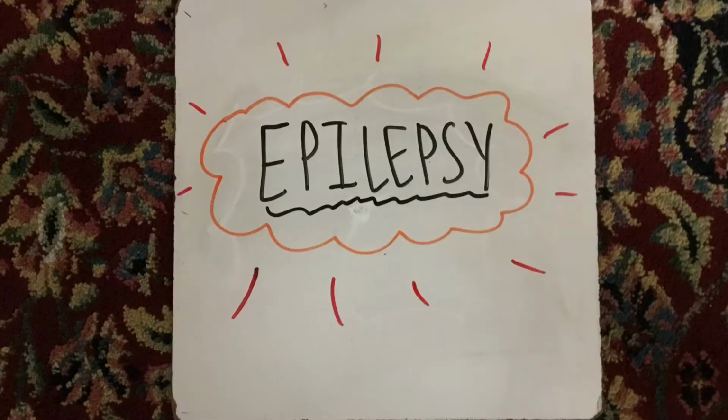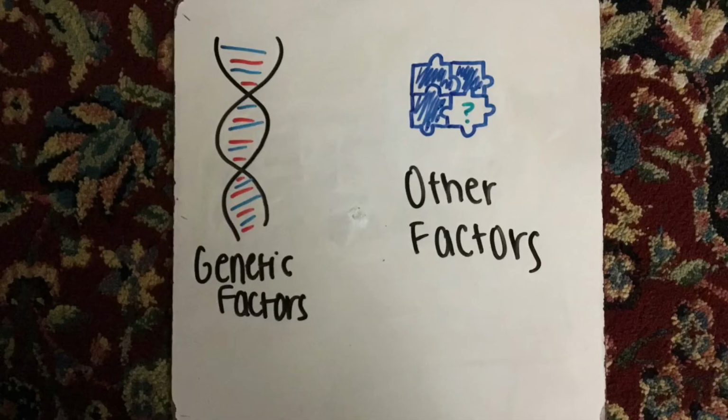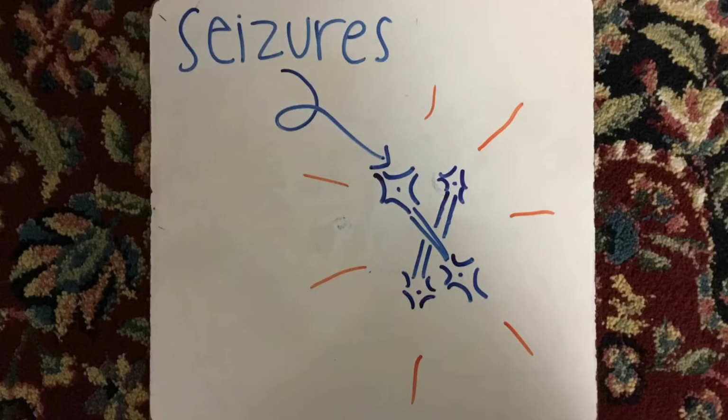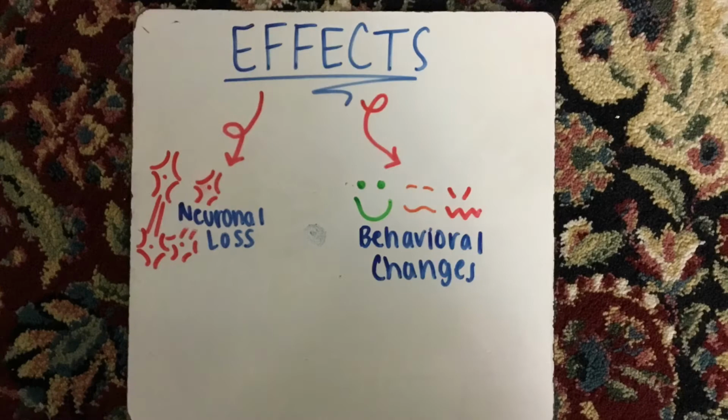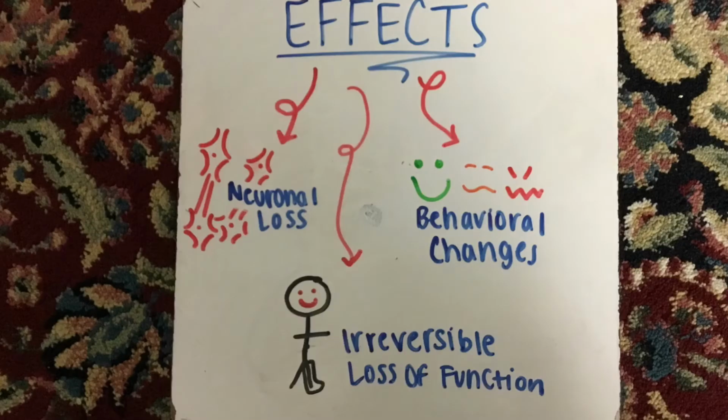Epilepsy is associated with repeated and unprovoked seizures that occur due to a variety of factors. Epileptic seizures occur through local signaling when sudden and excessive electrical bursts in the brain fire between neurons. This can cause neural loss, behavioral changes, and irreversible loss of function.